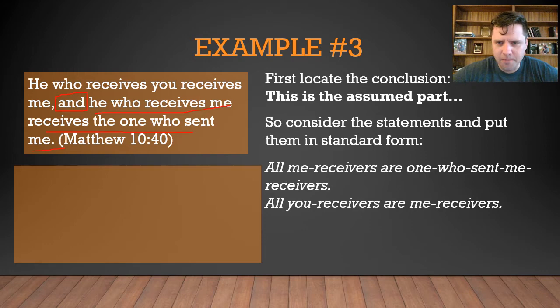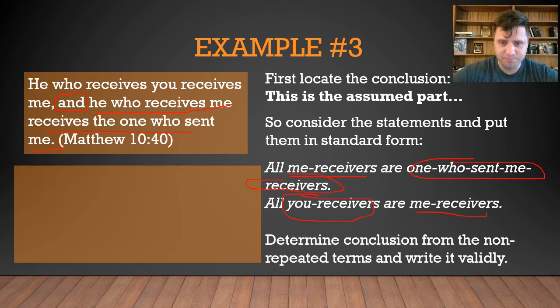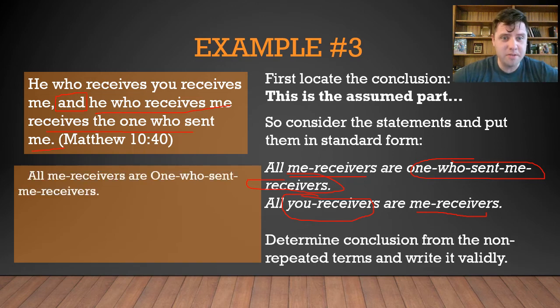And then we just look here and we notice that this must be the middle term, me receivers, because it's in both of these. And so our conclusion has to have one who sent me receivers and you receivers. So those two words must be in our conclusion. And then notice that in the second premises, this must be the major term here at the top, because it's the first one. And then this one must be the minor term, because it's the second one. So all me receivers are one who sent me receivers. All you receivers are me receivers.